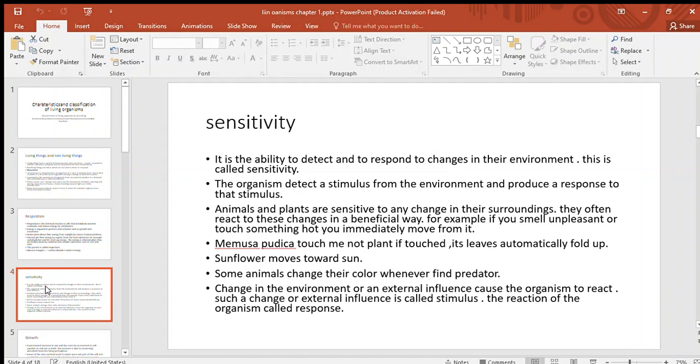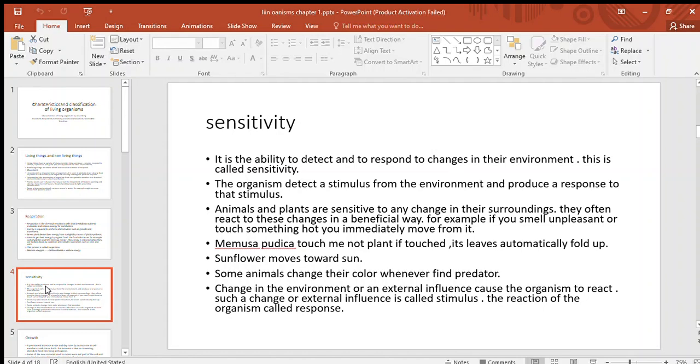Similarly, in plants, Mimosa pudica, the touch-me-not plant. If you touch its leaves, they automatically fold up. Similarly, sunflowers move towards sunlight. Some animals change their color whenever they find a predator. For example, chameleons change their color from red to brown whenever they find a predator or feel hazard.